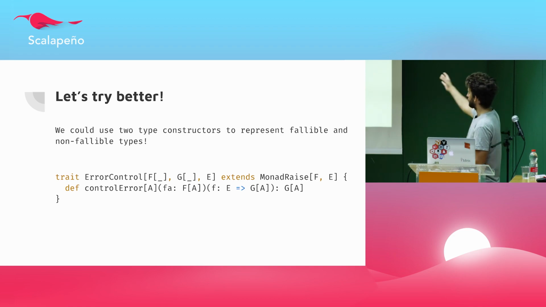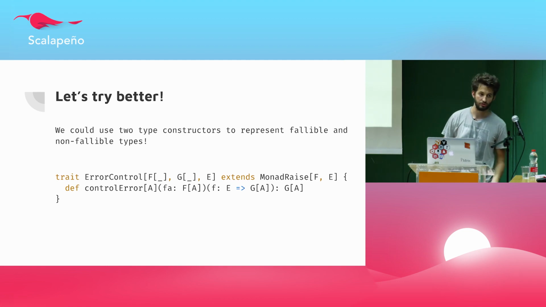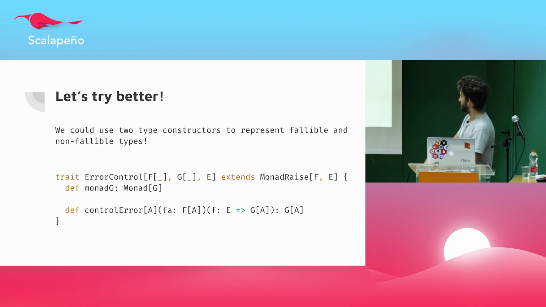And it extends MonadRaise, which could also extend MonadError, but basically means that the F has to have an instance of MonadError, and the G has to have an instance of Monad, which we unfortunately can't express in Scala because we can't extend MonadRaise of F and E and Monad in G, because that is for some reason illegal inheritance. So what we have to do is something like this. We have to use composition. So we have got to say, hey, we also need a Monad instance for G.